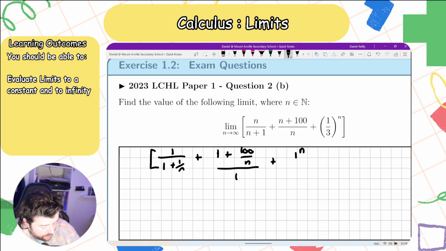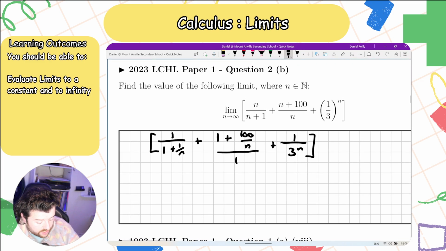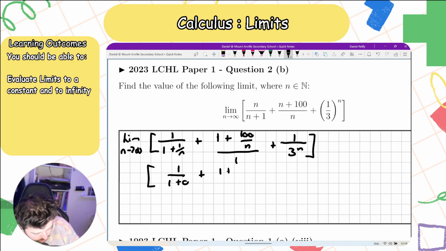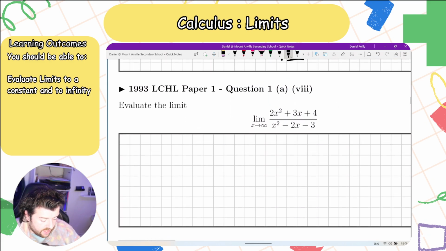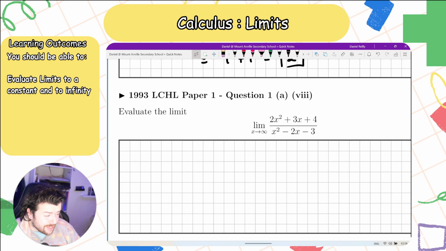1 to the power of n, but 1 to the power of anything is equal to 1. So we can leave that as 1 over 3 to the n. Now we're tending towards infinity, so the limit when n goes to infinity will be equal to 1 over 1 plus 0, plus 1 plus 0 over 1 plus 1 over an astronomically big number, which would be 0. So I'm left with 1 plus 1, 2. The last time that came up before that in the Junior Cert was 1993, so 30 years prior.